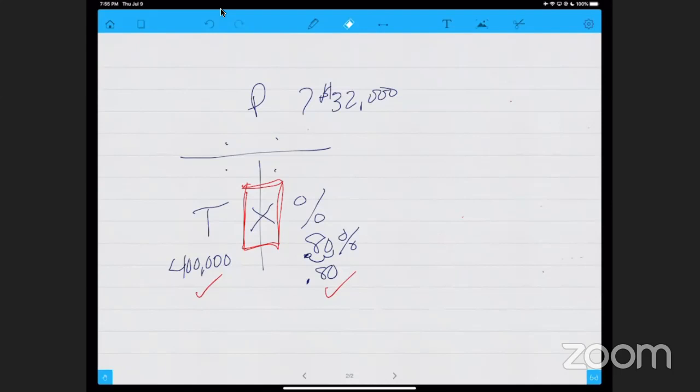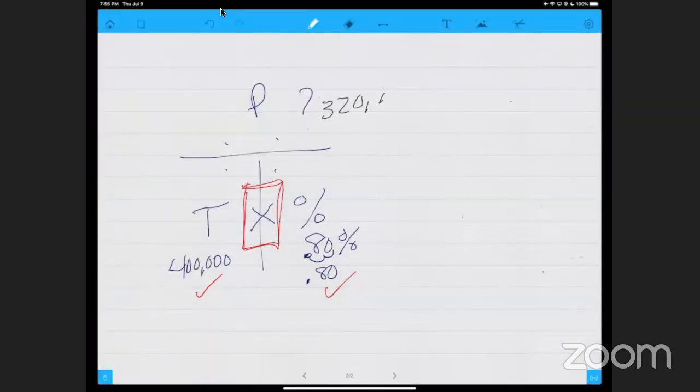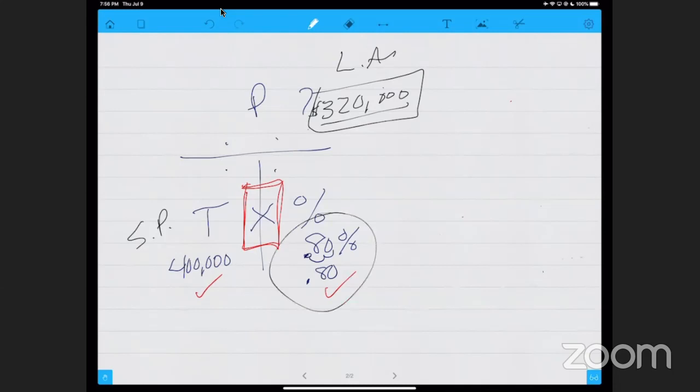I should have done that. So 400,000 times 0.80 equals 320,000. That is the loan amount. So my apologies for messing that up. That's the loan amount, because this was the sales price and this was the loan to value ratio. So this means they're going to have to come up with $80,000.